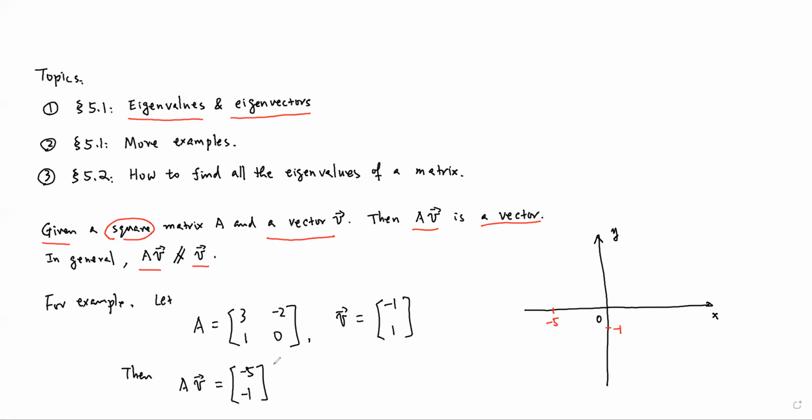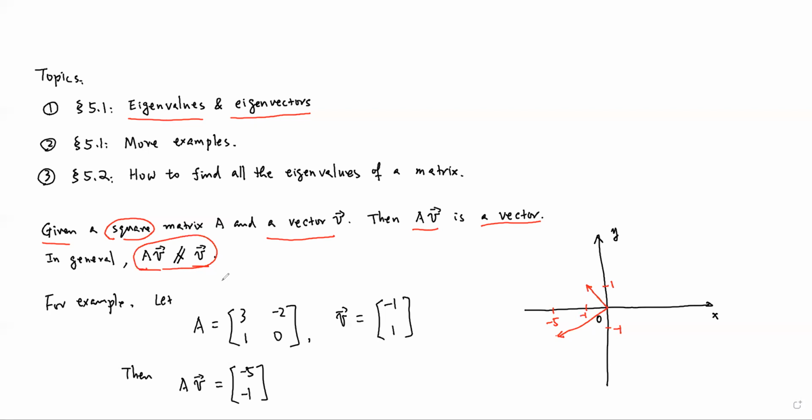Then A times V, this vector, is this arrow. And V, (-1, 1): say -1 is here, 1 is here. So vector V is this arrow. See, these two arrows are not parallel. So in general, A times a vector is not parallel to the original vector.